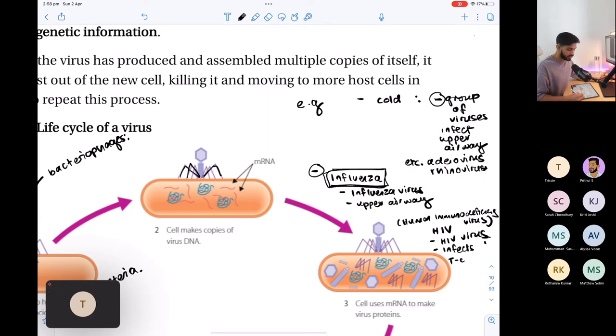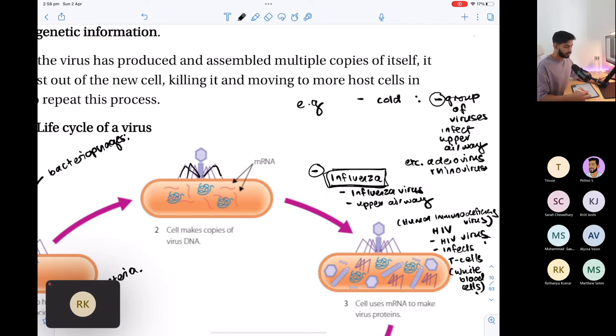T cells, which are, Ruthania, what are T cells? Can you explain to the class briefly? Aren't they like lymphocytes, the white blood cells? Good, the white blood cells. Just remember, they're white blood cells, and white blood cells fight infection.